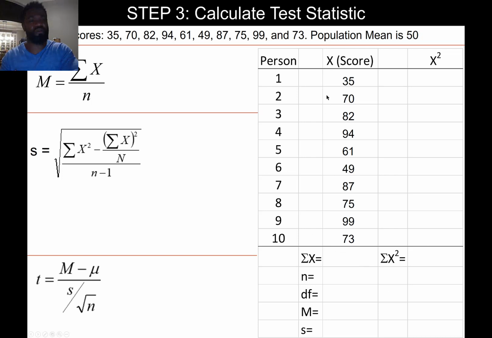The first thing you're going to do, and you might as well always know you're going to have to do this for pretty much everything going forward, you're going to get these scores, and the first thing you're probably going to do is square the scores. We pretty much are always going to have to square everything for the rest of the semester. So we need to square all of these numbers, and let's go ahead and start doing it. So 35 squared is 1225. 70 squared is 4900. 82 squared is 6,724, and so forth and so on.